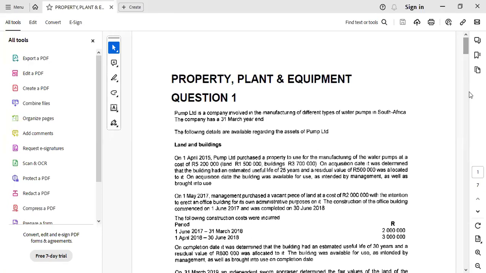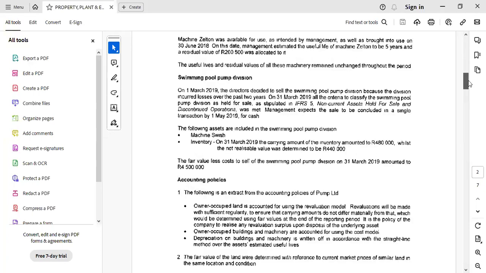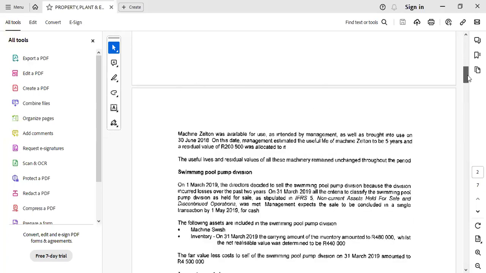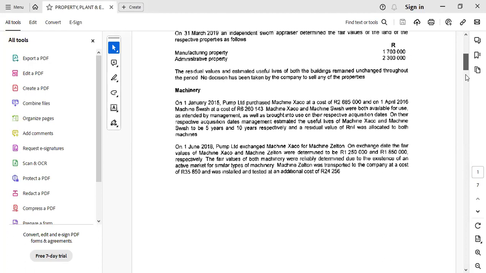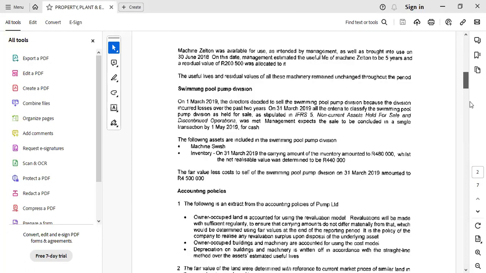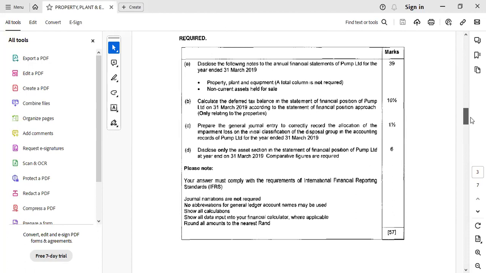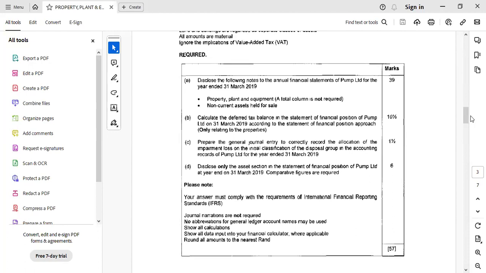question one. There are things that I will just explain which we have not yet done. I think one or two things that I will just explain so that we can complete this question. Right. First of all, when you are reading such a question, you start from the required. Required, it says disclose the following notes to the annual financial statements. We have got property, plant, and equipment, and non-current assets held for sale.